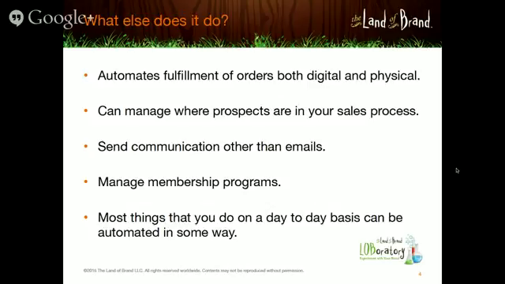So what else does it do? That's all just the follow-up stuff, but automation software also does a lot of other things. You can automate the fulfillment of orders, both digital and physical. So sending a link for an ebook download or a video download. Or you can send fulfillment orders to your drop shipper to send out your physical products.